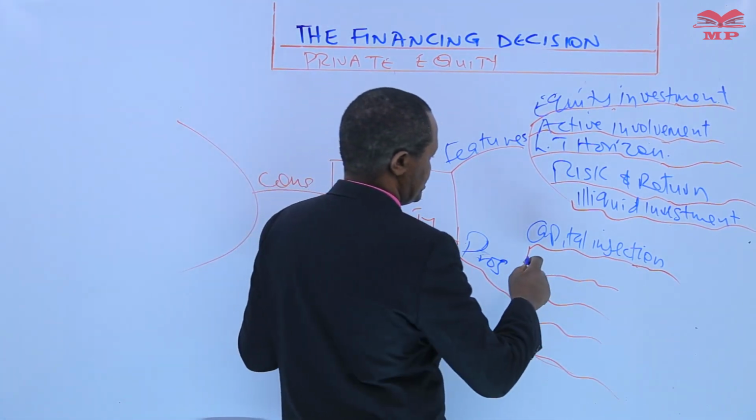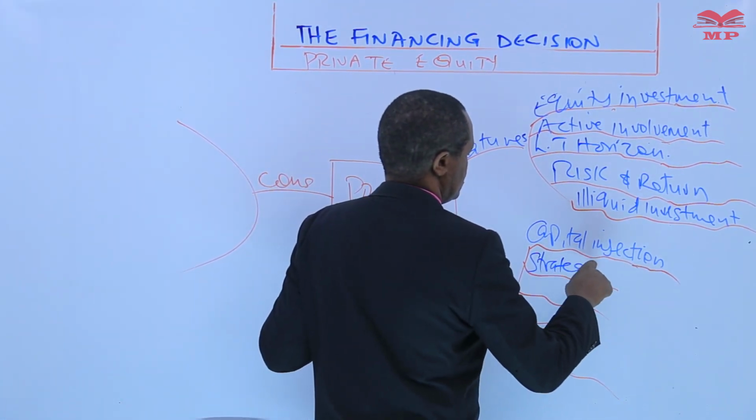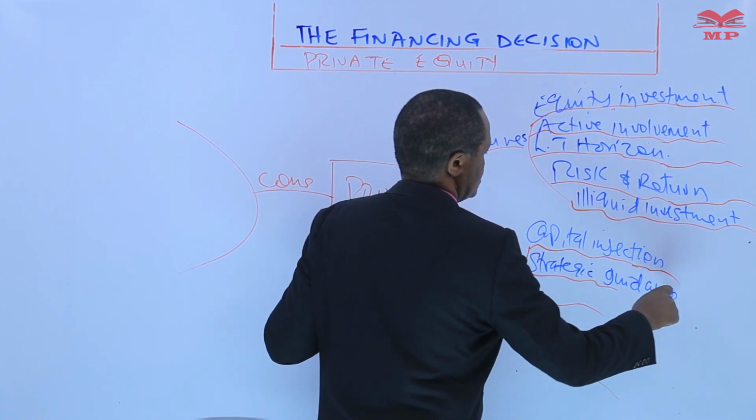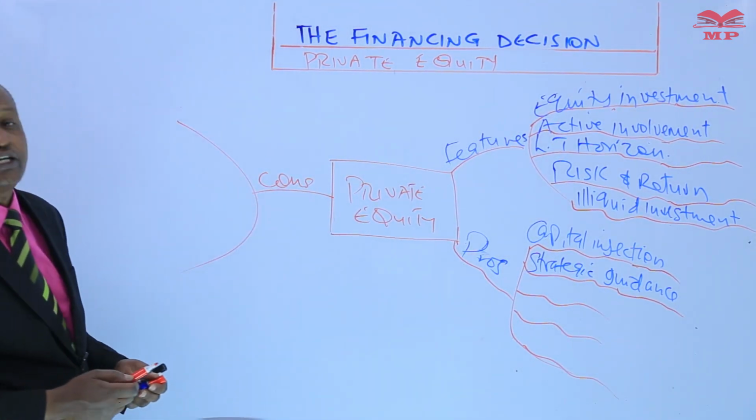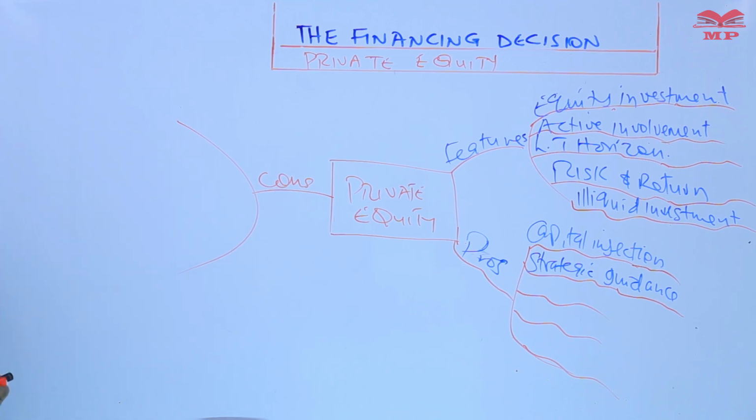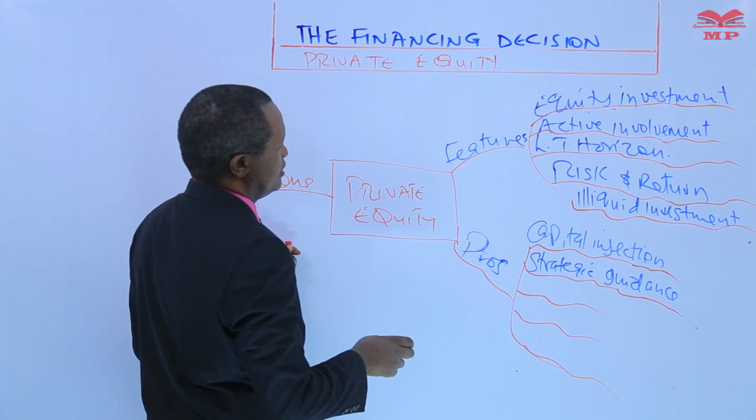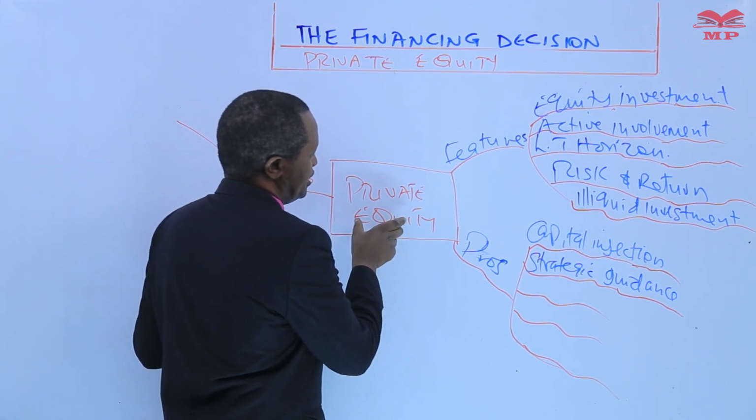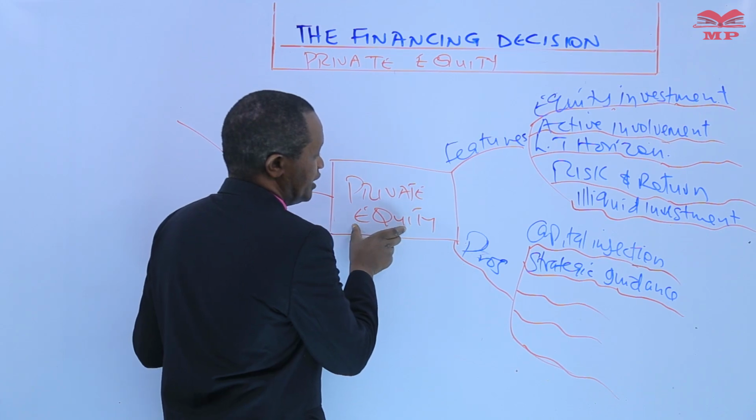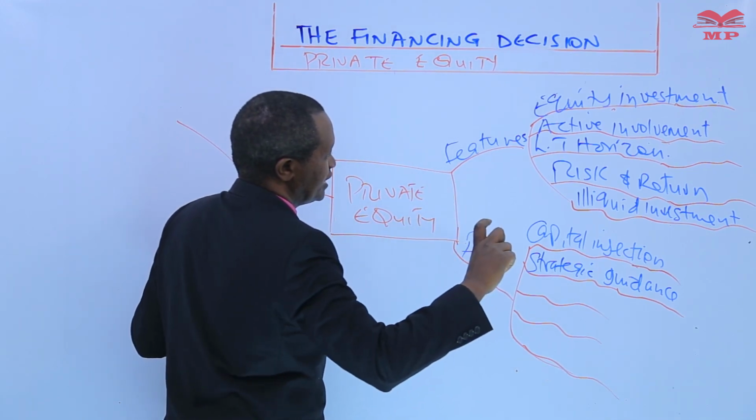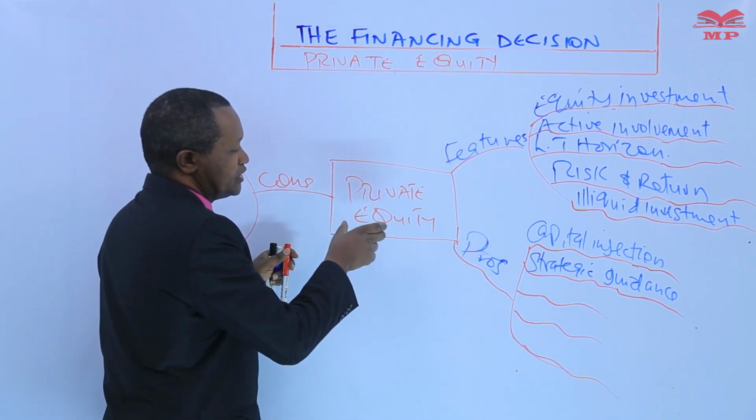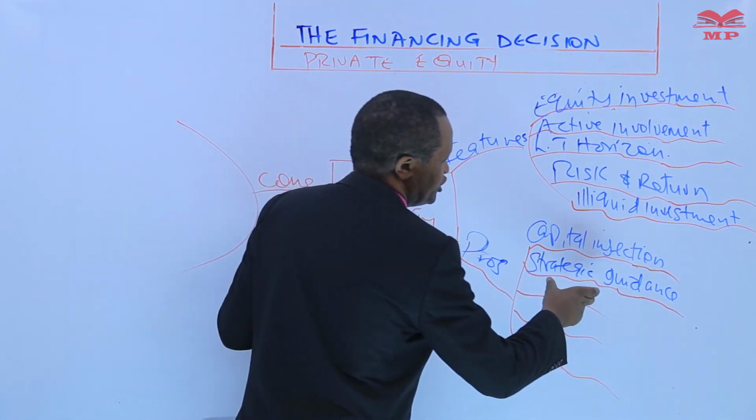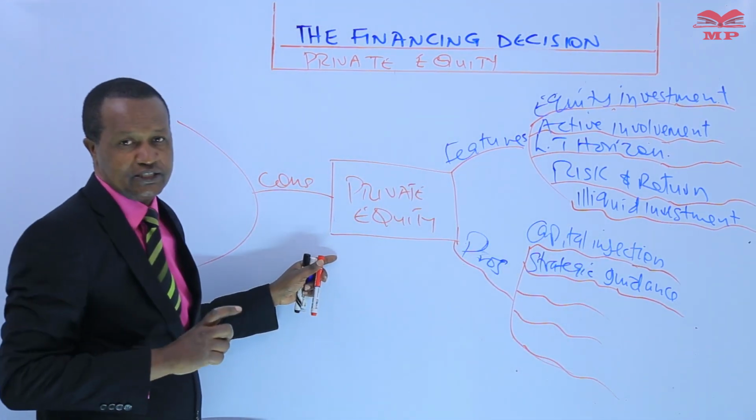Strategic guidance. That is advantage number 2. Now, private equity firms bring expertise. Remember, we say that private equity is equity that is provided by private equity firms. This is capital that is provided by institutional investors to privately held companies. So these private equity firms, these institutional investors, they bring strategic guidance to the private companies.